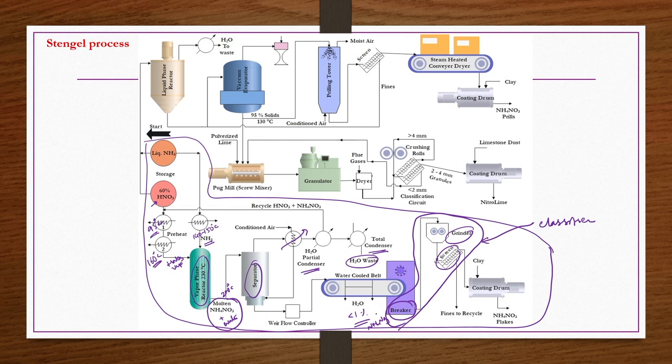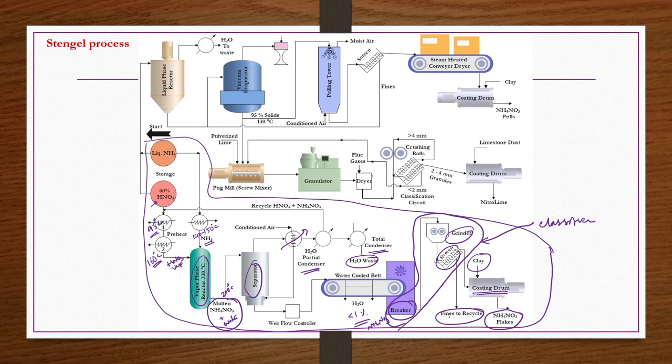Whatever the dried ammonium nitrate is there, that is broken and then ground and then sent to the screen. Whatever the material of desired sizes, they are sent to the coating drum where coating with clay is done, so that you get ammonium nitrate flakes coated with clay to avoid explosions. In this process of breaking and grinding the dry ammonium nitrate, if you find some fines, they can be recycled.